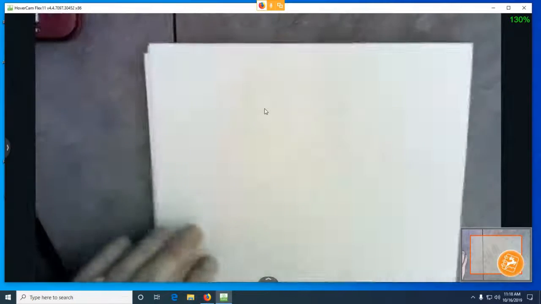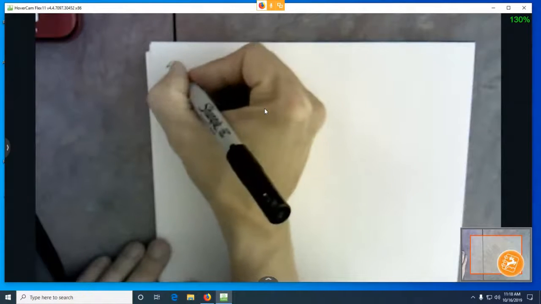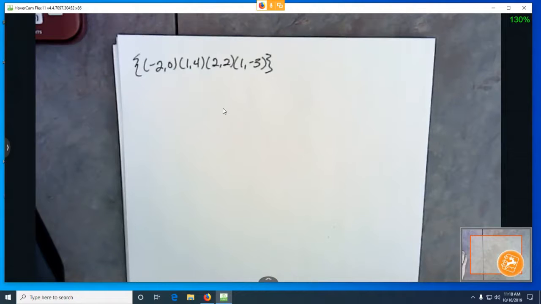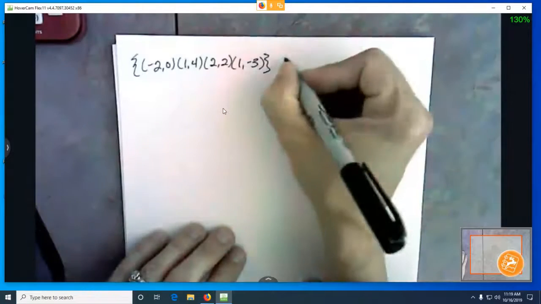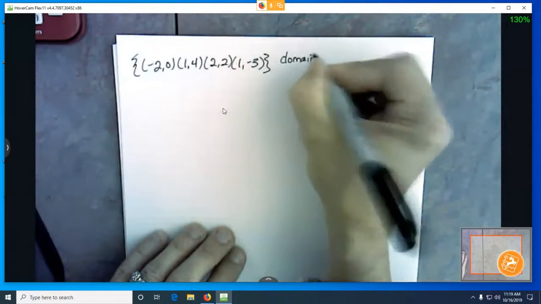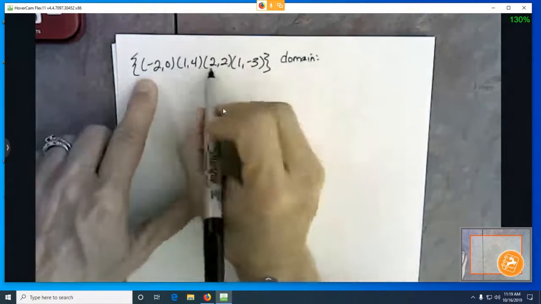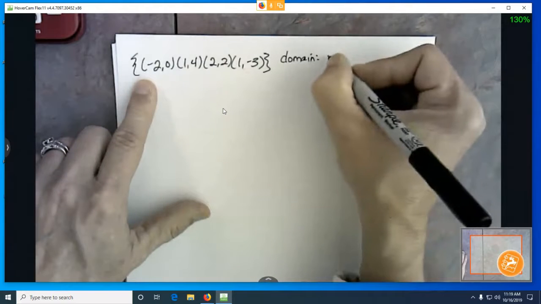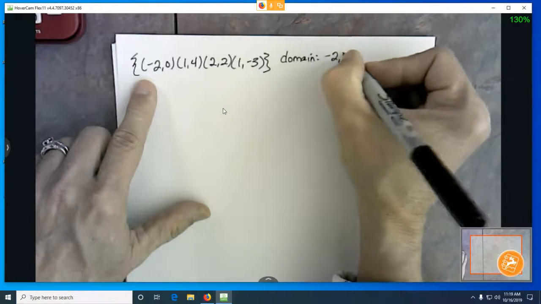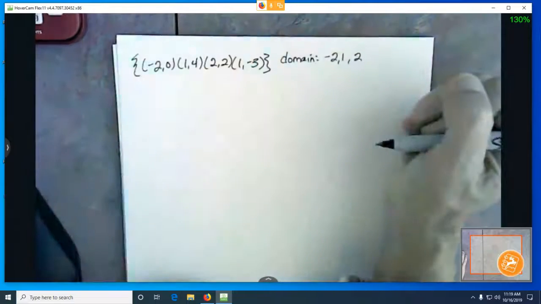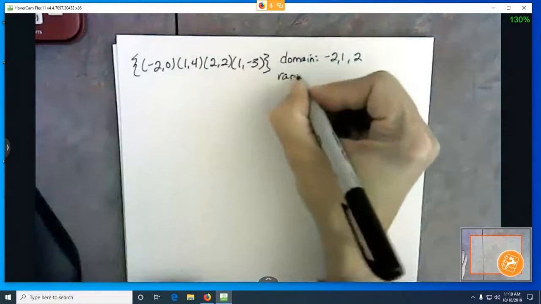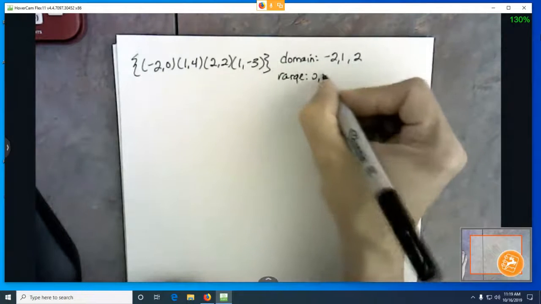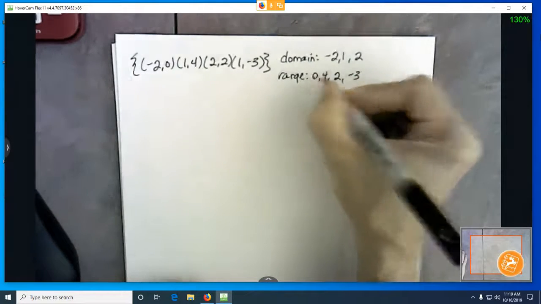Let's talk about something a little bit simpler. Let's look at a function that's just a few points. This would be one where these are the only points that are on the graph. We're not connecting the dots or anything. We just have these 4 points. We can still talk about the domain and the range. For the domain and the range for this, it's just going to be lists of numbers instead of being intervals. So our domain would just be all the x values. So it would be -2, 1, 2, and then we have another 1. The range is just the y values, so that would be 0, 4, 2, and -3.